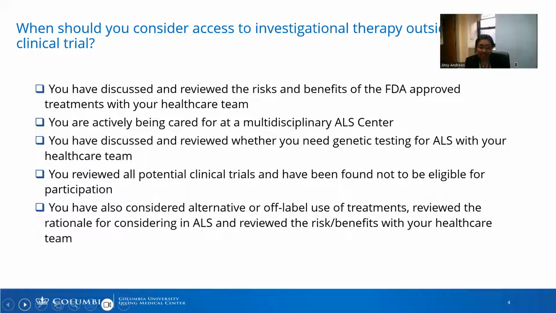You've established your care with a specialist or an ALS center. You've discussed and reviewed also your genetic testing and whether you should go through with it or not with your healthcare team, because sometimes there are experimental therapies targeting specific gene therapies that might be afforded to you. And then you also sometimes consider alternative or off-label use treatments, such as supplements, off-label treatments like we discussed before, and the rationale for considering it in ALS, and you review the risks and benefits with your team. And then once you've exhausted all those options and you want to participate and you're not clinical trial eligible, you would then proceed with EAP. If you go to the next slide.